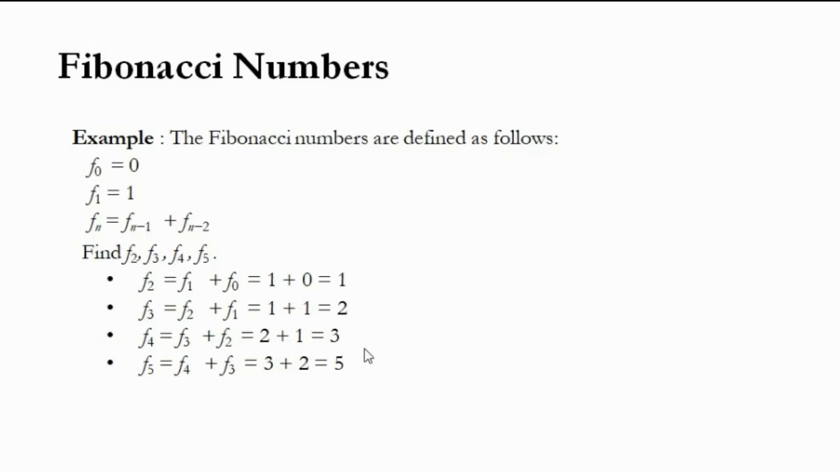So f2 is equal to f1 plus f0. What is f0? f0 is equal to 0, f1 is equal to 1. So 1 plus 0 is equal to 1. f3 is equal to f2 plus f1, so it is 1 plus 1 is equal to 2. f4 is equal to f3 plus f2, so 2 plus 1 is equal to 3. Just like that, it will go on incrementing. Then you will get the Fibonacci numbers.